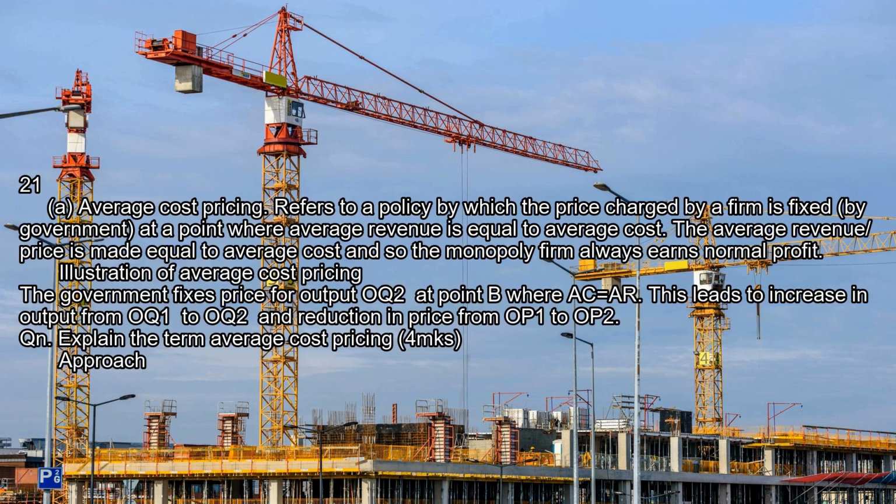Economics market structure. 21. Average cost pricing. Refers to a policy by which the price charged by a firm is fixed by government at a point where average revenue is equal to average cost. The average revenue/price is made equal to average cost, and so the monopoly firm always earns normal profit. Illustration of average cost pricing. The government fixes price for output at point B where AC equals AR. This leads to an increase in output from OQM to OQ and a reduction in price from OPM to OP.